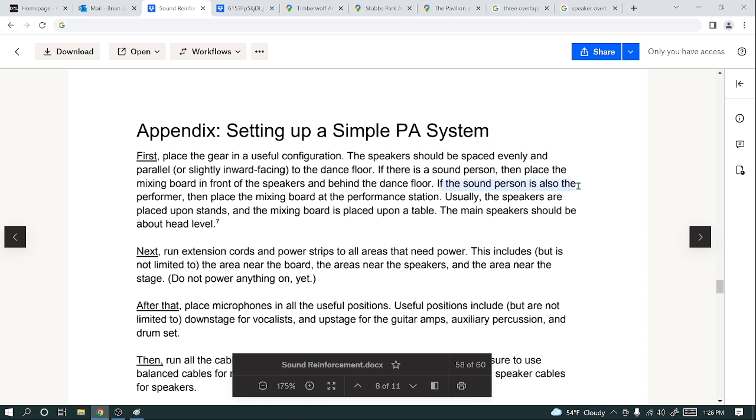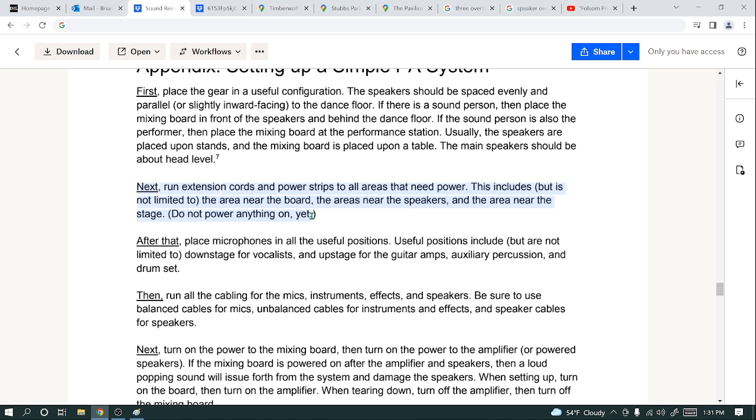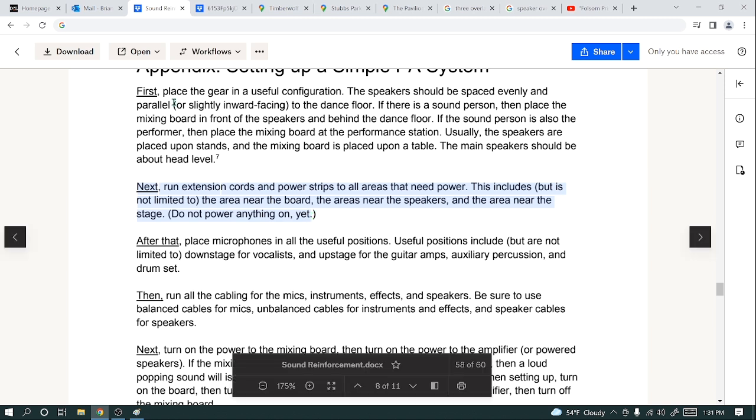Okay, if the sound person is also the performer, then place the mixing board at the performance station. It's not always obvious where the power is. People book you for outdoor gigs, and then you get there and you're like, where's the power? They're like, yeah, I don't know. So I've used a 100-foot extension cord to run out to the middle of the street.